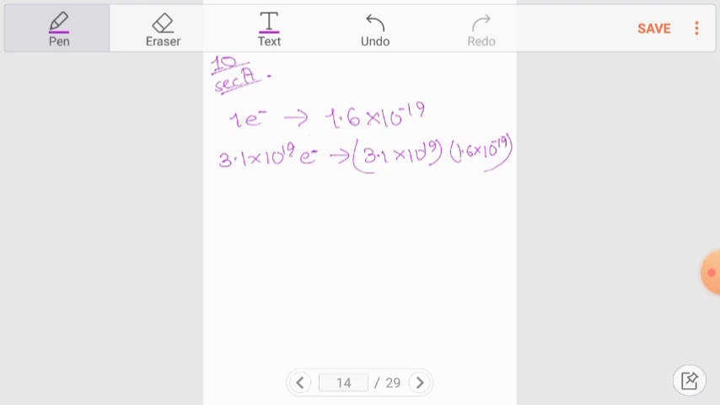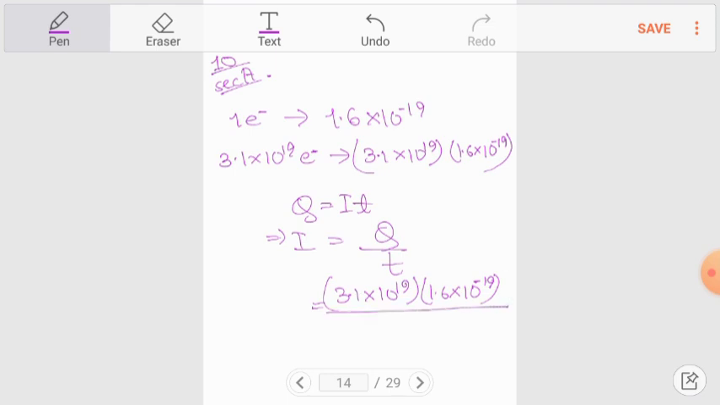And now according to the equation, Q is equal to IT. If you make I the subject, it will be Q over T. The value for Q for this circuit is 3.1 into 10 to the power 19 into 1.6 into 10 to the power negative 19, divided by the time. The time for this equation was 30 seconds. So it's divided by 30. And you can see that this is exactly option A for this question number 10. So option A is the correct answer for question number 10.